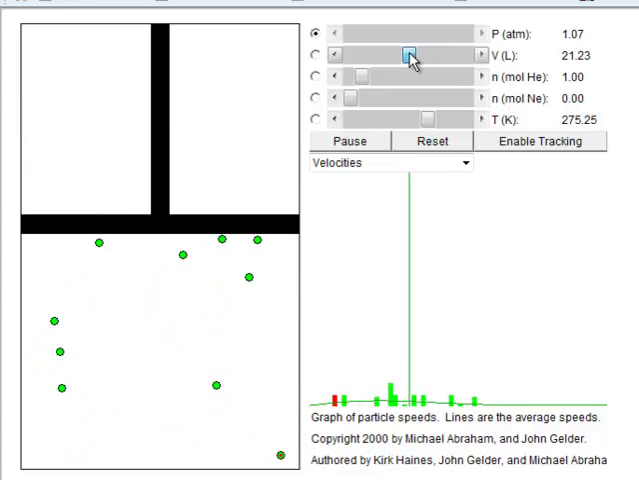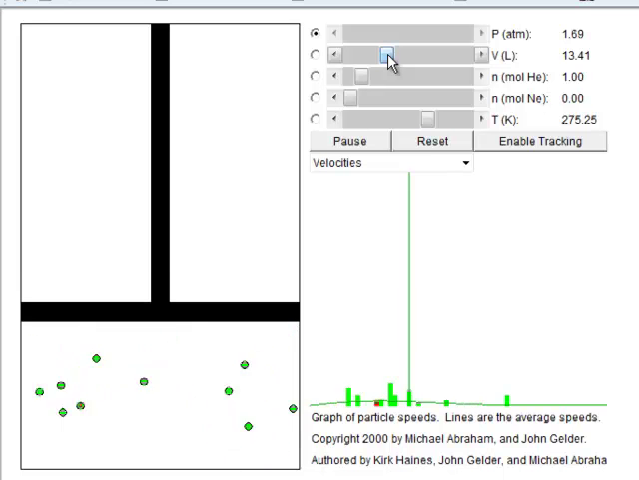If I decrease the size of the container, then you'll see there are more collisions and the pressure has gone up. So pressure and volume are indirectly proportional. As one goes up, the other goes down.